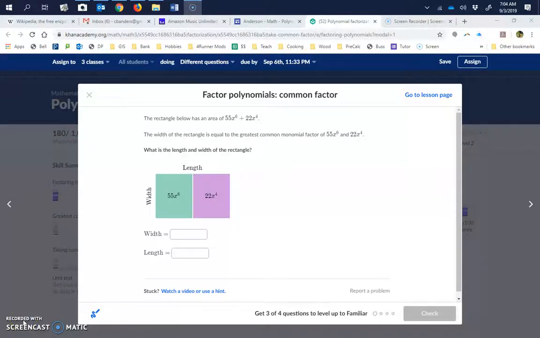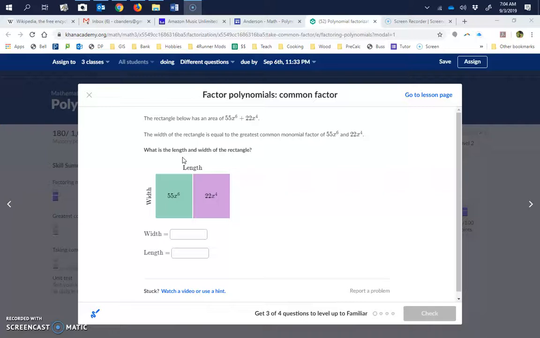Factor polynomials, common factor. All right, so the rectangle below has an area of 55x to the 6 plus 22x to the 4. I actually forgot to write that down. I'm writing that down right now. Plus 22x to the 4. The width of the rectangle is equal to the greatest common monomial factor of 55x6 and 22x4.